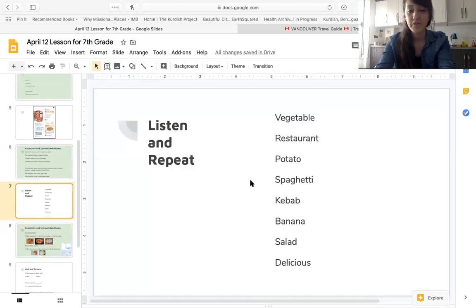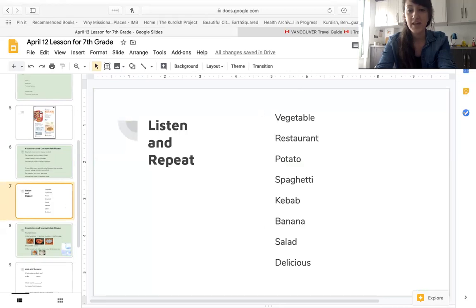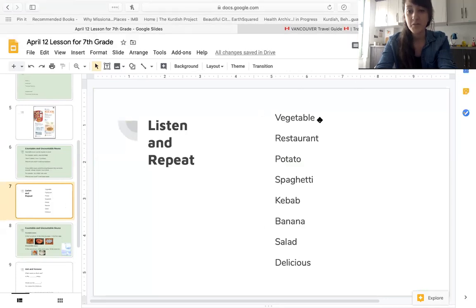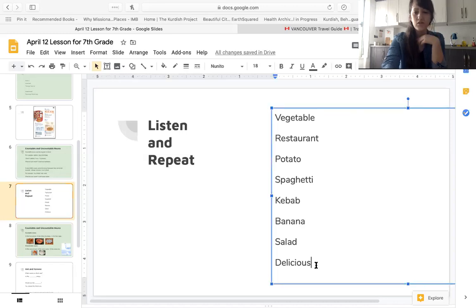Good, let's review the pronunciation of these words. I say and you repeat. Vegetable, restaurant, potato, spaghetti, kebab, banana, salad, delicious. Delicious is English for khush, very, very good. Repeat after me, delicious.